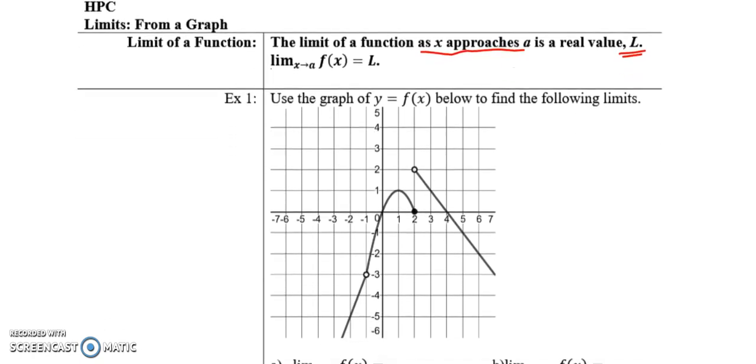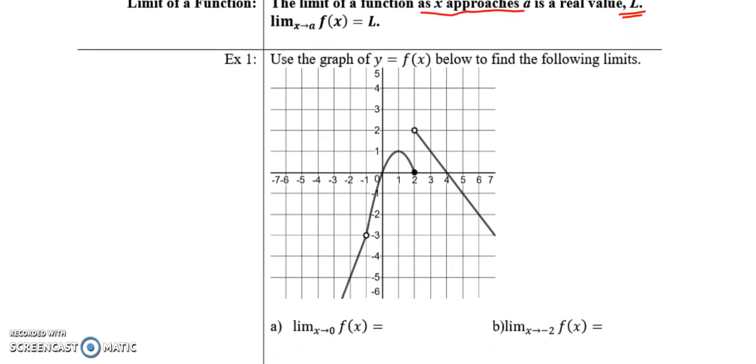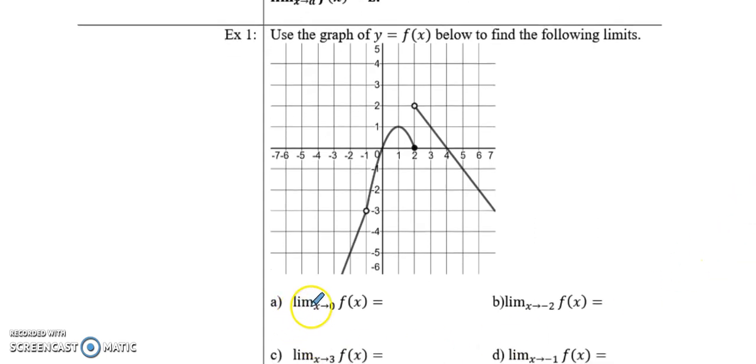So here we take a look at a graph. I'm going to have to go back and forth for size, but anyways. So the limit as x approaches 0. As x gets closer to 0, as we close in around x equals 0, what's the function value? Exactly, 0.